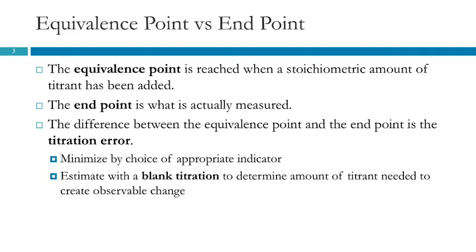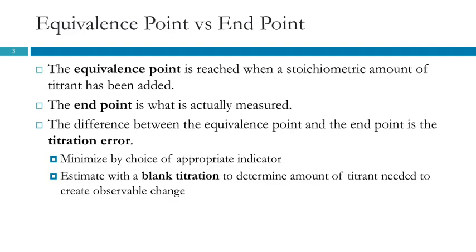So there are two important points in a titration, the equivalence point and the end point. Ideally these would be the same, but in practice they're not exactly the same, so it's important to understand the difference. The equivalence point is when you've added a stoichiometric amount of titrant, just the right amount to react with your analyte. Unfortunately, that is very difficult to detect because it doesn't jump up and down and say, hey, we're done. So the end point is what we actually measure.